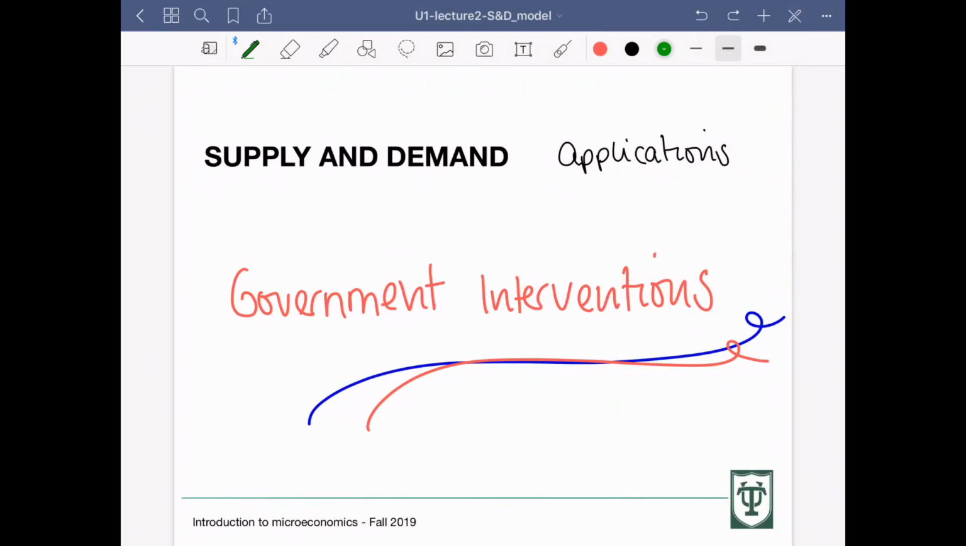Hi, this is Daniela Rivera Bryant, and in this lecture we will look at some applications of the supply and demand model. Specifically, we will look at government interventions.